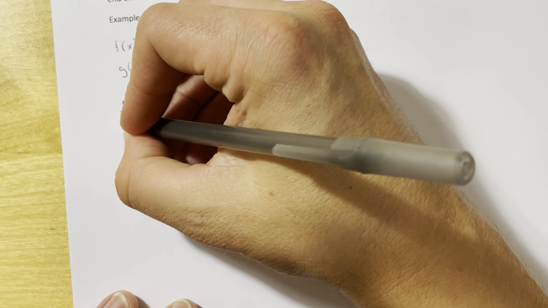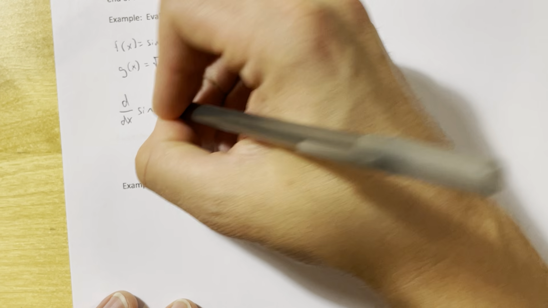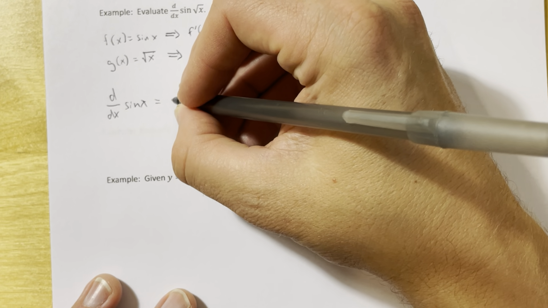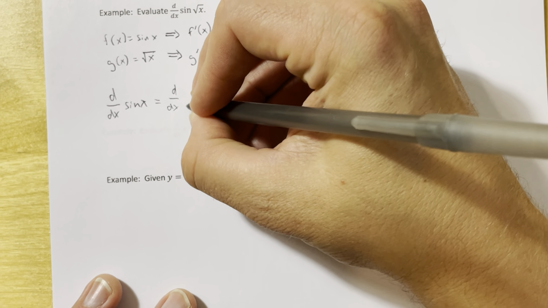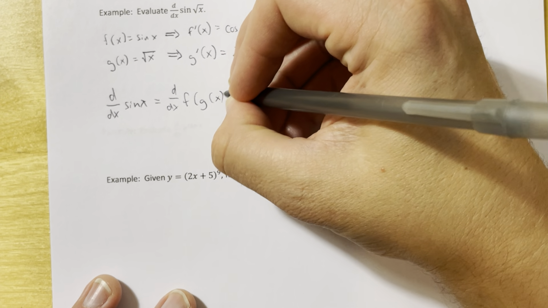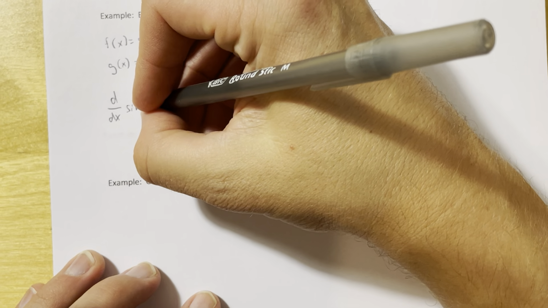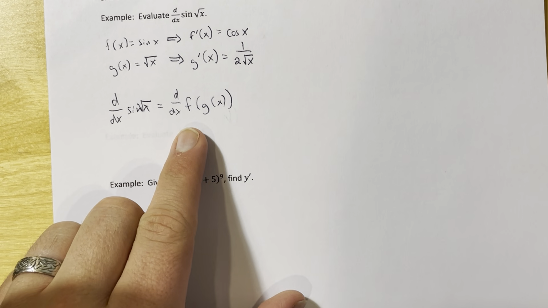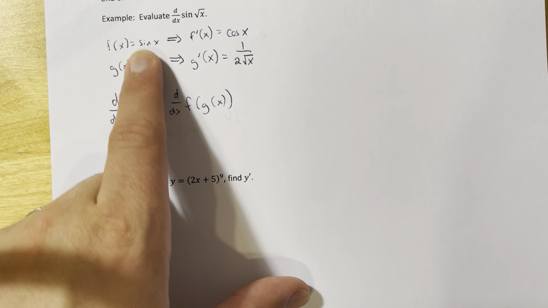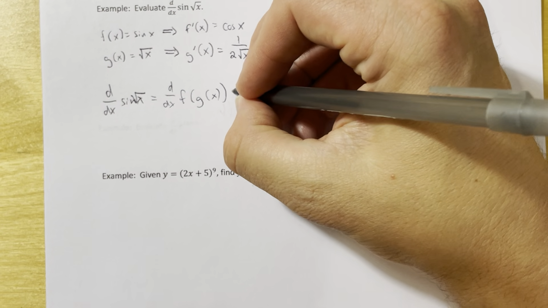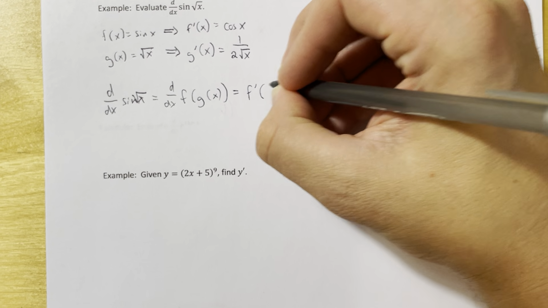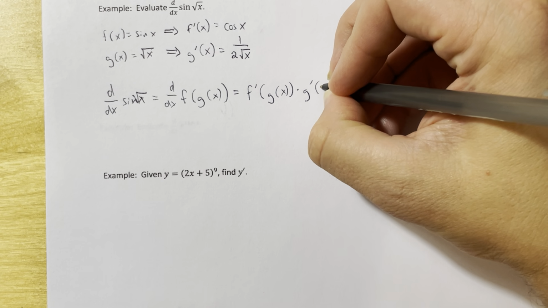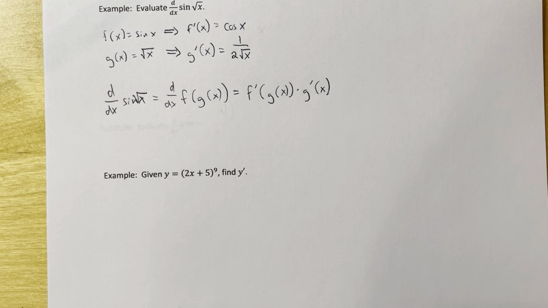Well, the derivative of sine of the square root of x is the same thing as saying that I want to take the derivative of f of g of x, based on how I defined f and g here. My chain rule says that this is equal to f prime of g of x times g prime of x.